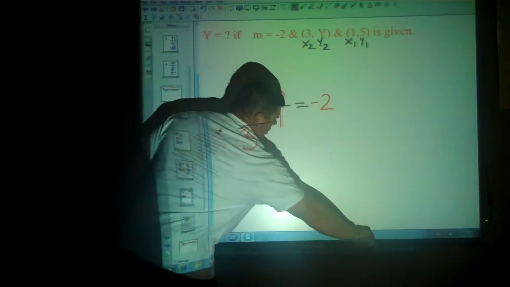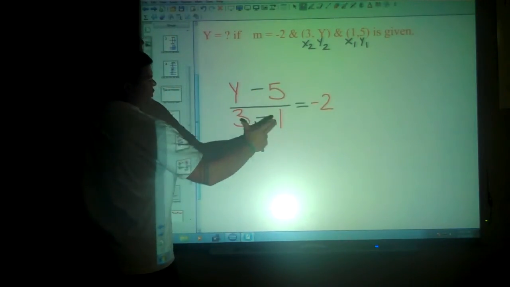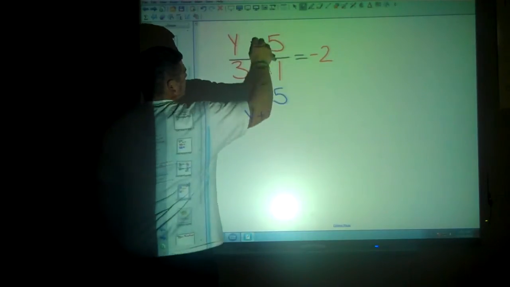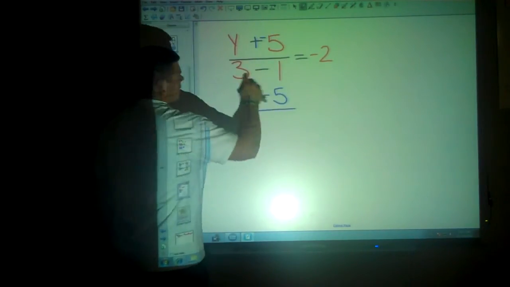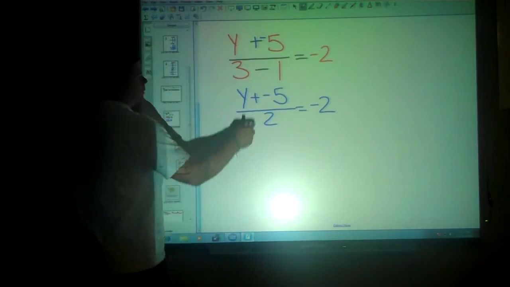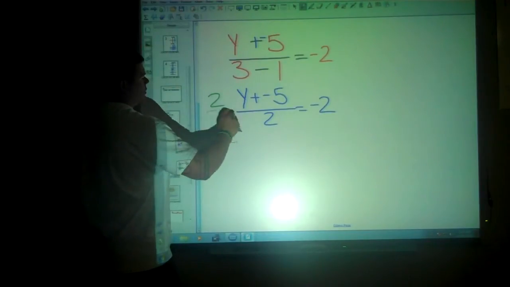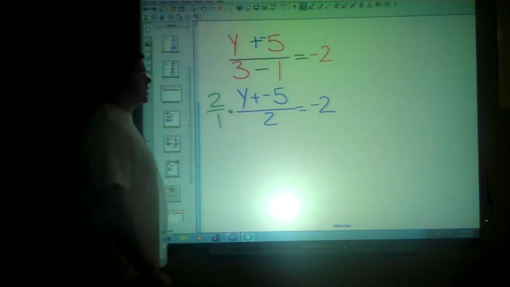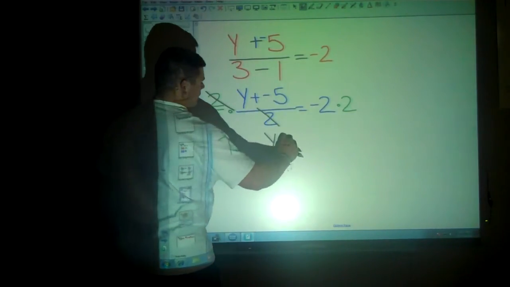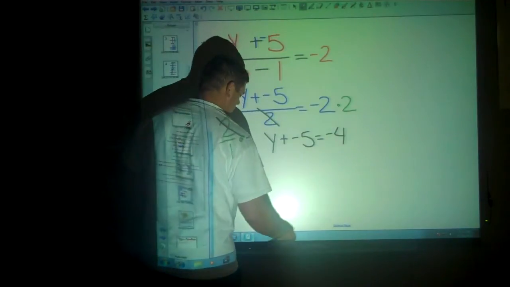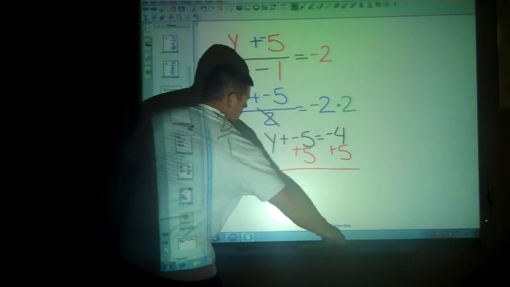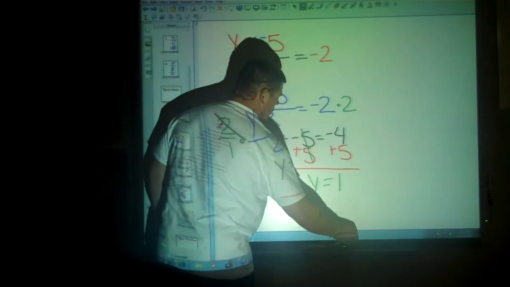From this point, there is definitely a math problem that you can do to simplify this. So I now have y plus negative 5, because I'll change that to plus negative. And on the bottom, I've got a positive 2, still equals negative 2. If you would like to get rid of this fraction, you must do the inverse, which would be to multiply by 2. What you do to one side, you must do to the other. Now these 2's cancel out. Y plus -5 now equals -4. And your last step is to add 5. And you get y equals 1.